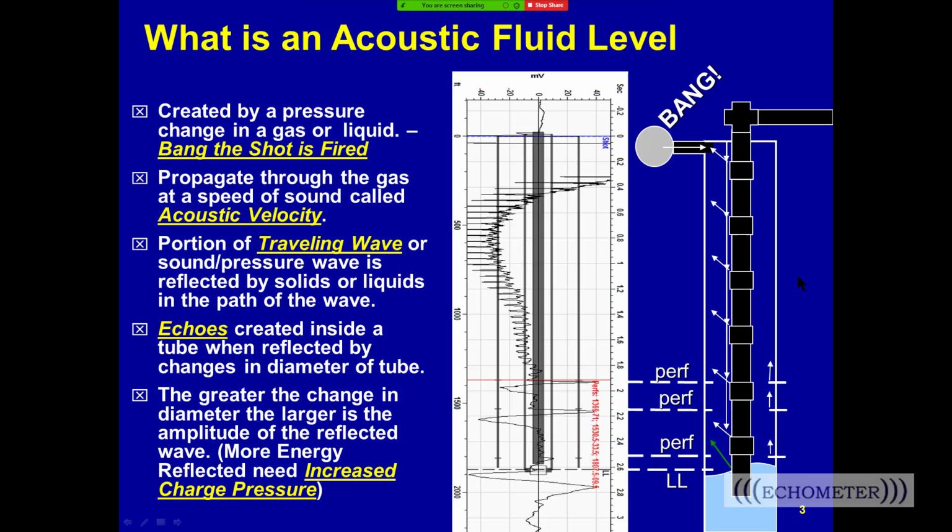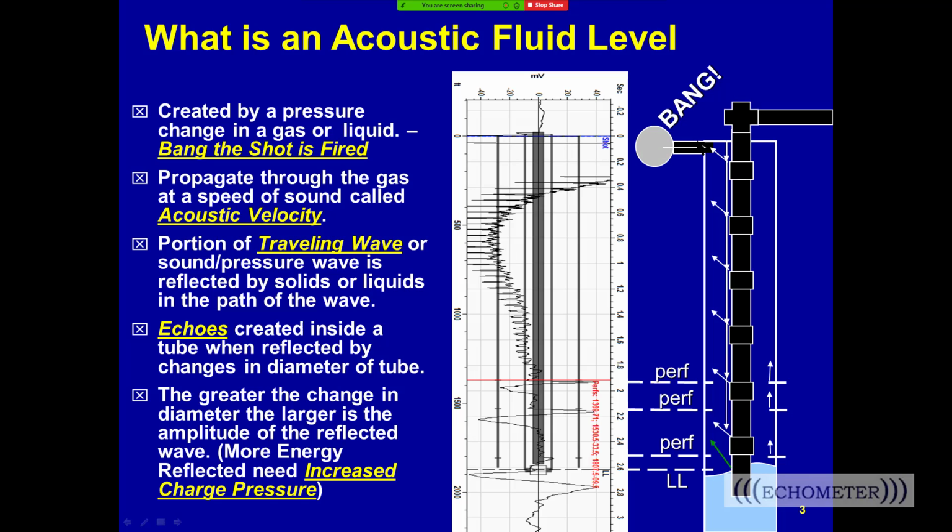Now, this is a definitions page that talks about what an acoustic fluid level is. Here's your wellbore on the right side, and this little circle represents the gas gun. Suddenly the volume chamber from the gas gun is opened, creating a sudden change in pressure, and that pressure change creates energy. When we say bang, the shot would be fired, and that sends this pressure wave down the well at the speed of sound. When someone says speed of sound, or they say acoustic velocity, that typically means the same thing.